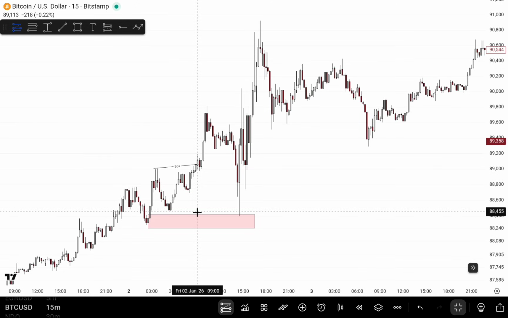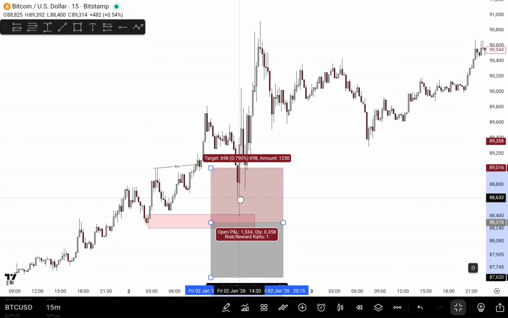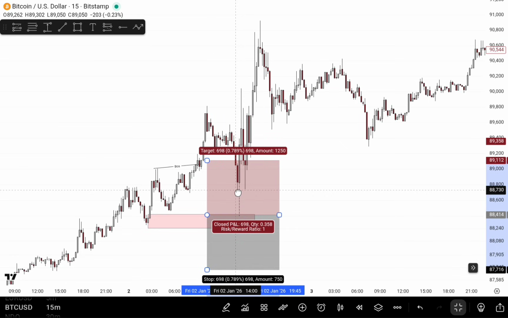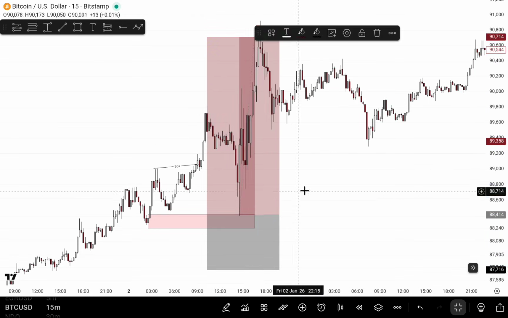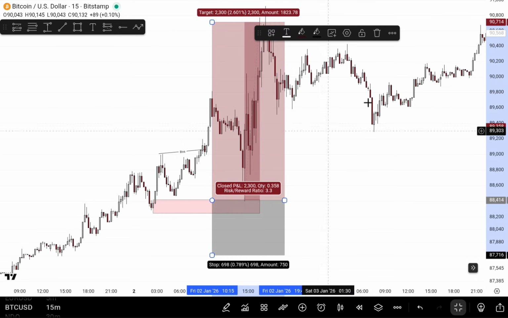All right, this is something you really need to know, that we don't rush the market. We allow the market to give us what we want. All right. This is how trading is.